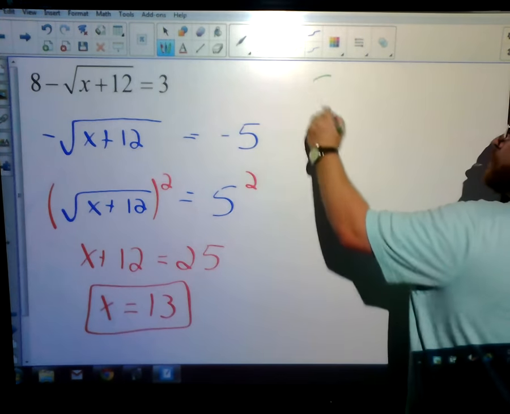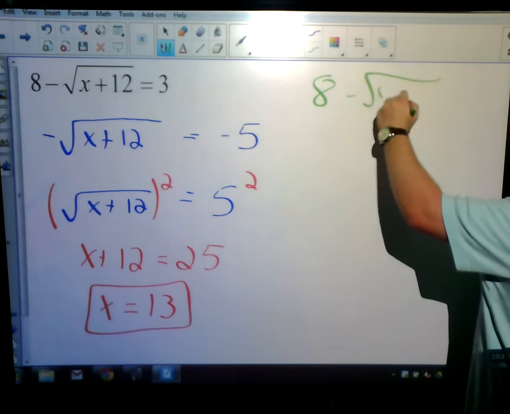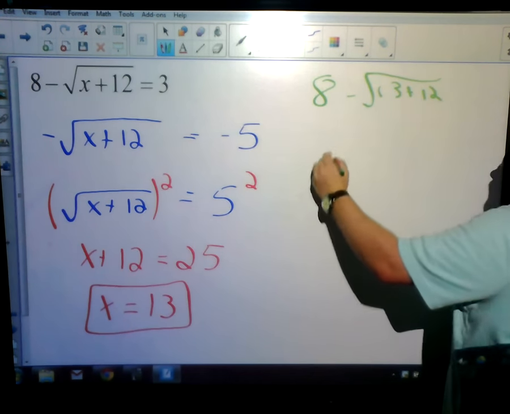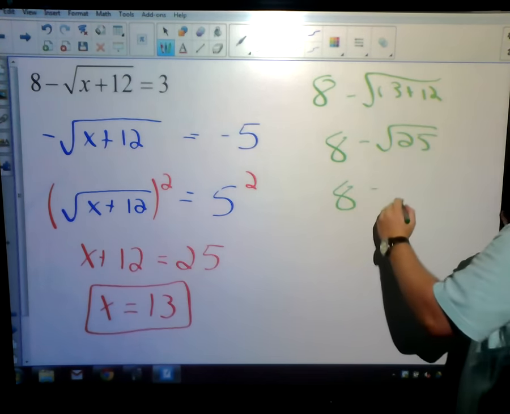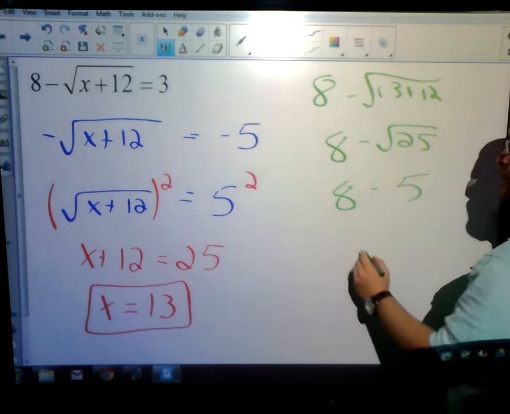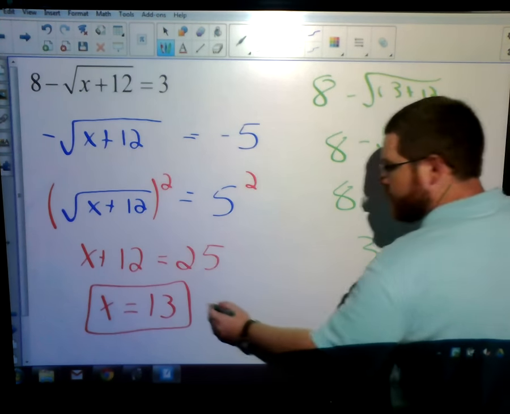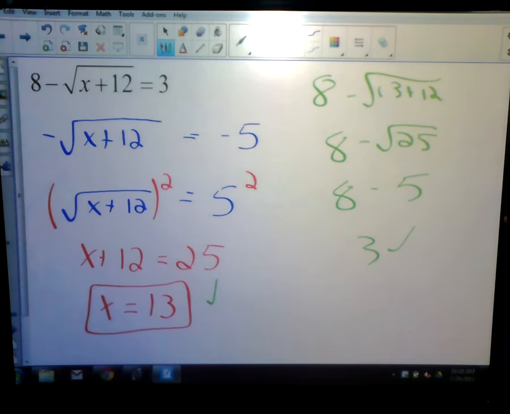Check your answer to make sure it works. 8 minus square root of 13 plus 12 is 25. 8 minus square root of 25 is 5. 8 minus 5 is 3. That's what I wanted. That works.